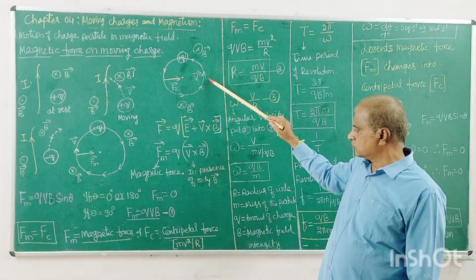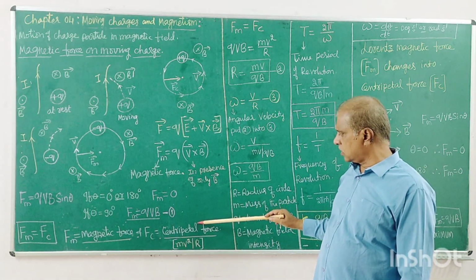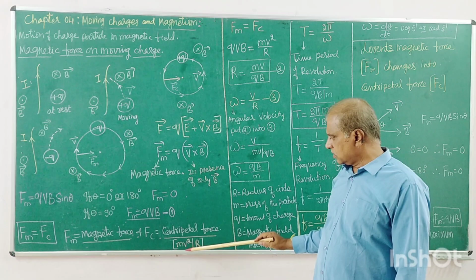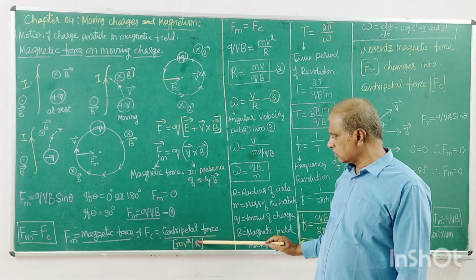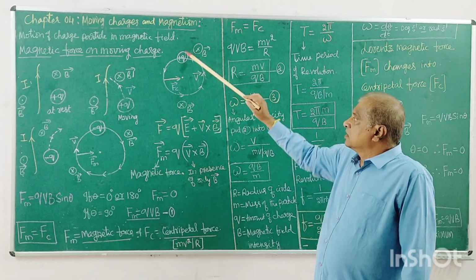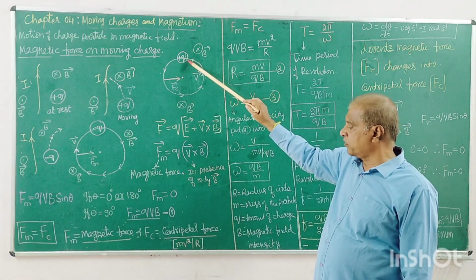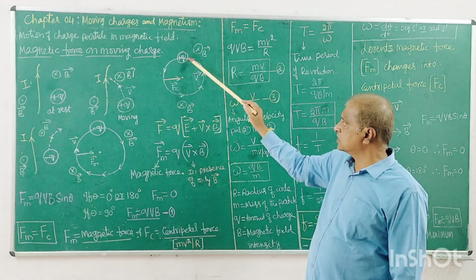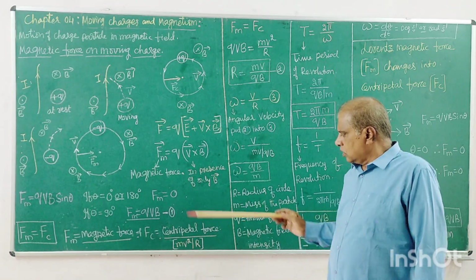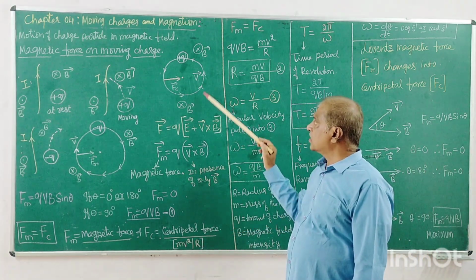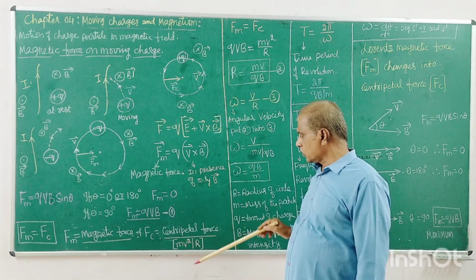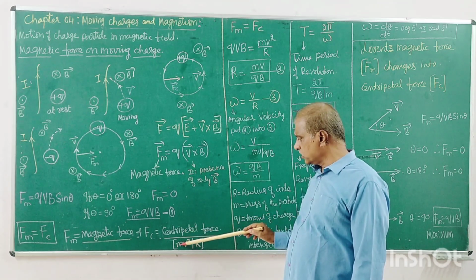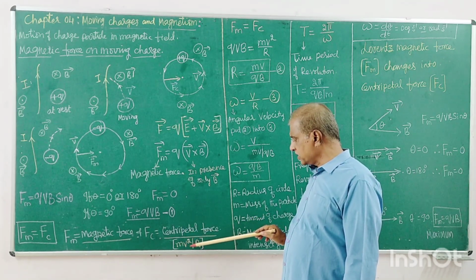If that is the case, the centripetal force or centrifugal force is defined by this equation: mv squared by r. Here m stands for the mass of the charge which is revolving, and v is the velocity or speed, similar to the linear velocity, with which it is moving in the circular motion. And r is the radius of the circle in which it is revolving. So both centripetal force and centrifugal force are equal to mv squared by r.